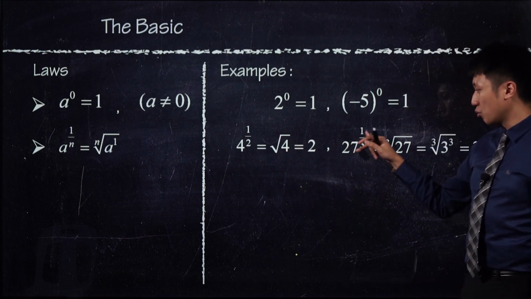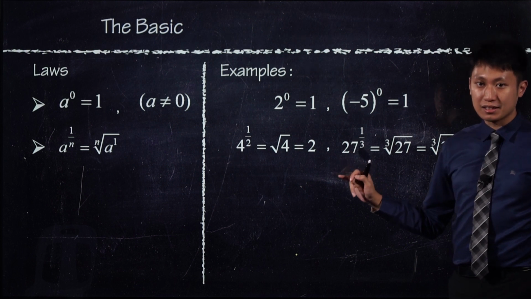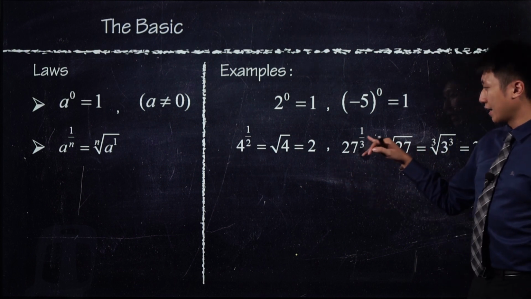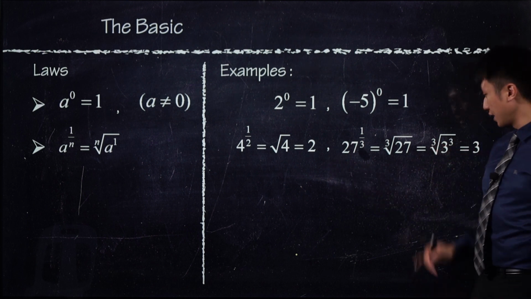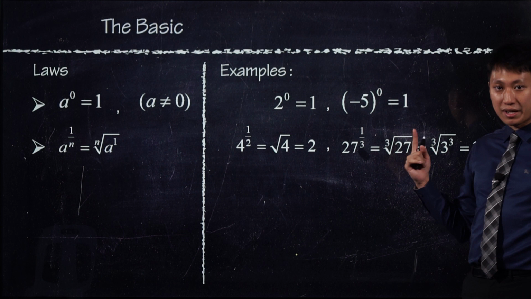So 27 to the power 1 over 3. 27 can be treated as 3 to the power 3. So the 3 and the 1 over 3 can be cancelled off. So it gives you 3. The power 3 and the root 3 will be cancelled, become 1, right?